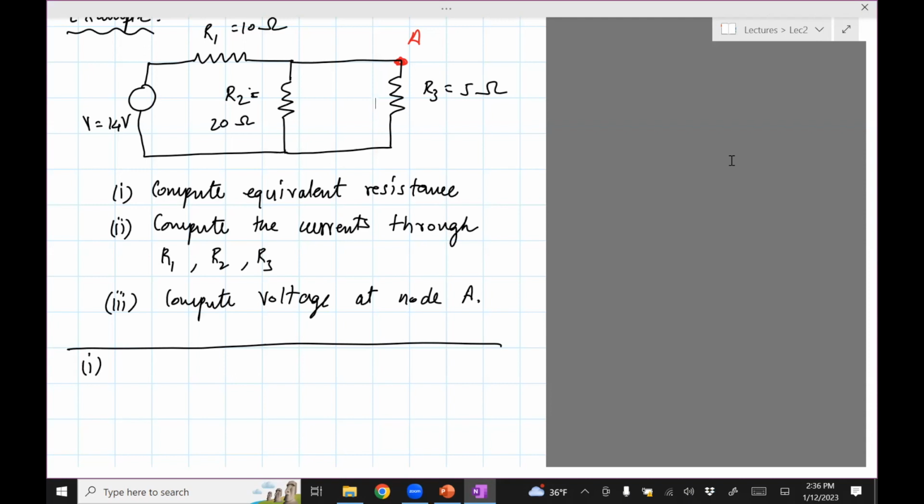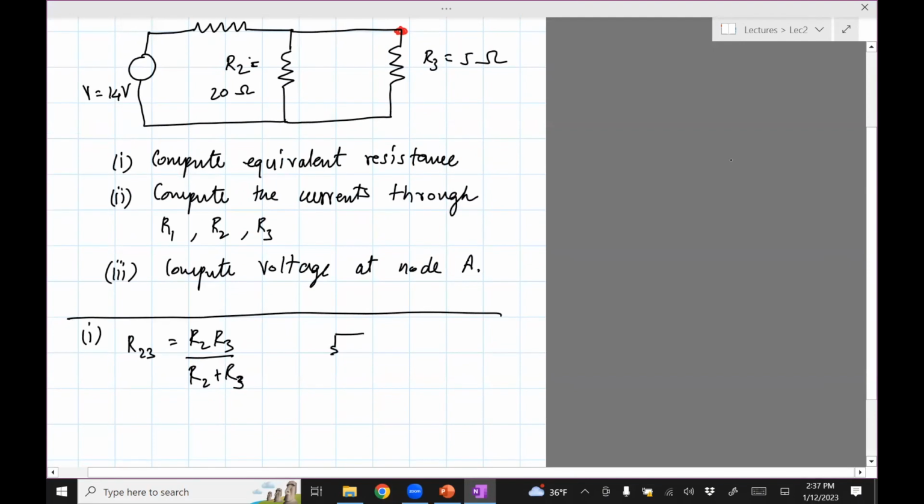So we see that R2 and R3 are in parallel, right? So we can write the net resistance. Resistors in parallel: the effective resistance can be written as R2 times R3 divided by R2 plus R3. And what that effectively does is it reduces the circuit to something like this, which is R23.